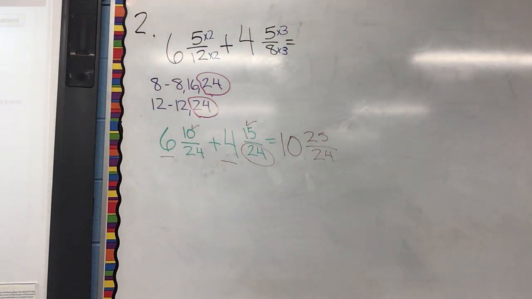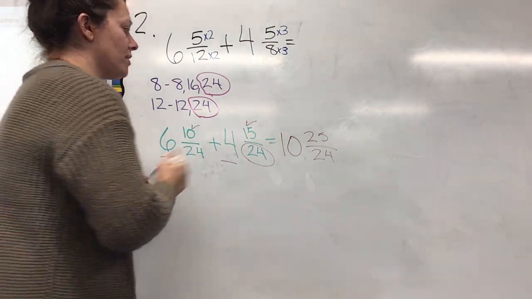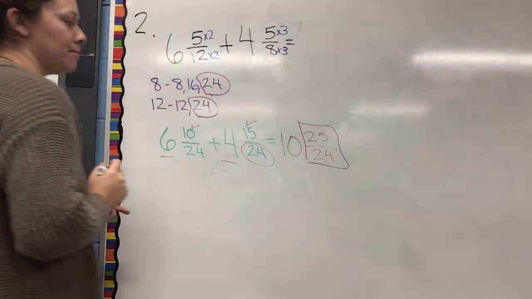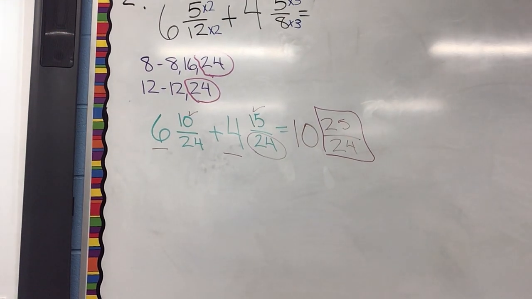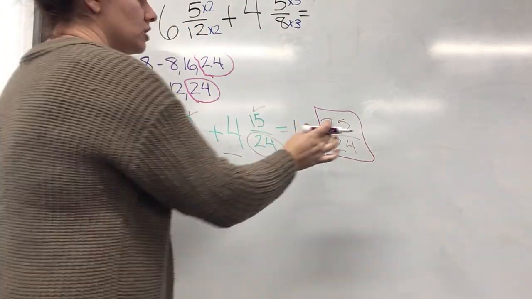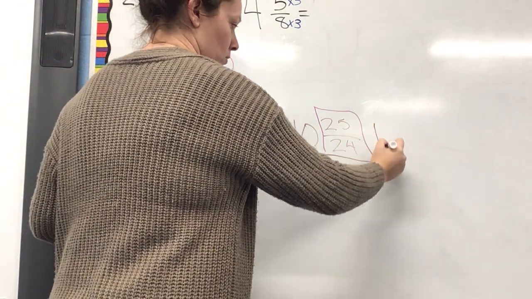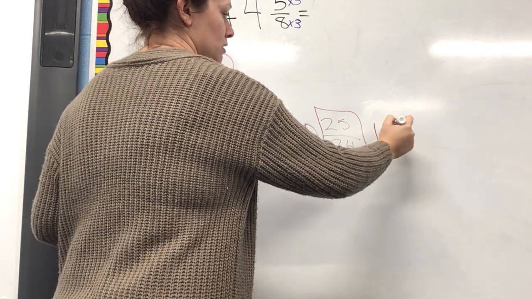No. Why am I not done? I have to simplify. What is wrong with this part of this fraction right here in this mixed number? It's improper. So how do I make that improper fraction simplified? We use division. We know fraction is division. So what is 25 divided by 24? 1. With how many left over? Good, because 25 minus 24 is 1.